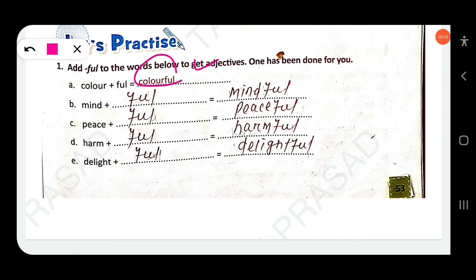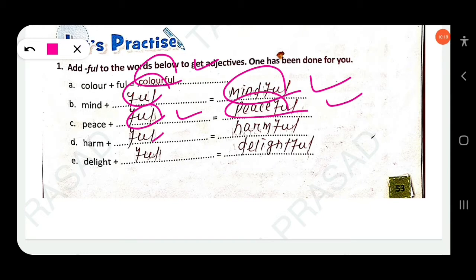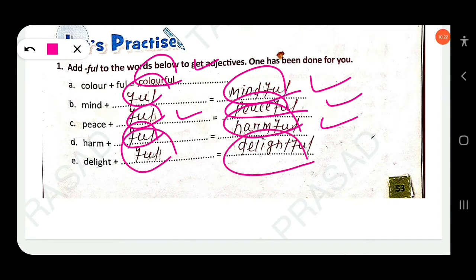Color plus ful, colorful. Then mind plus ful, mindful. Then peace plus ful, peaceful. Similarly harm plus ful, harmful. Then delight plus ful, delightful. Clear?